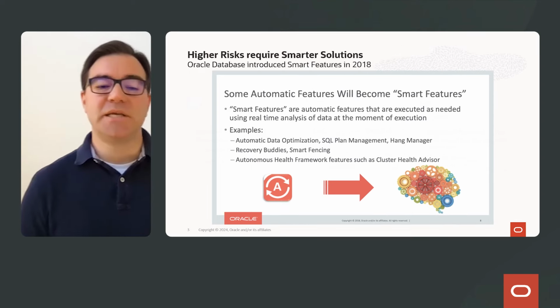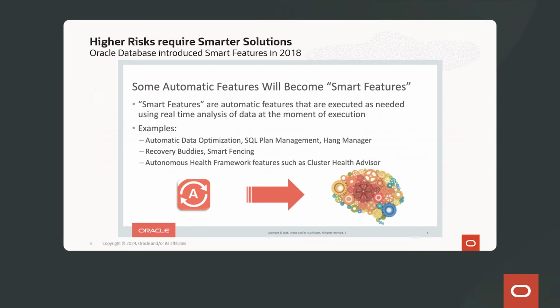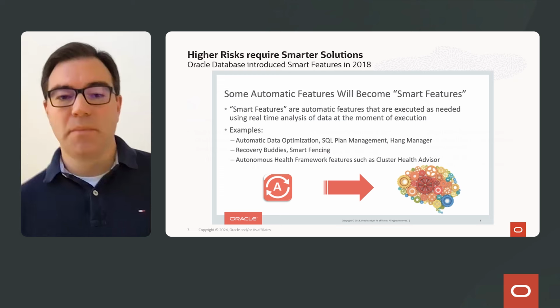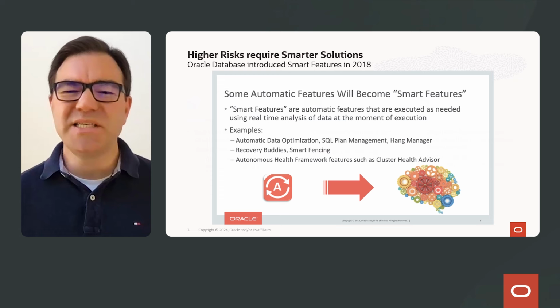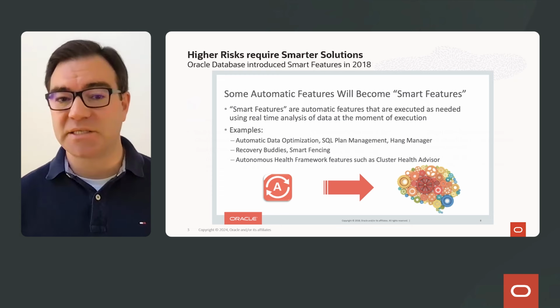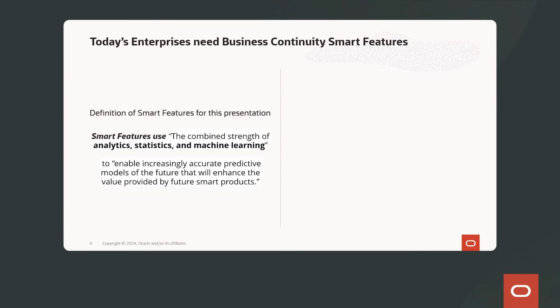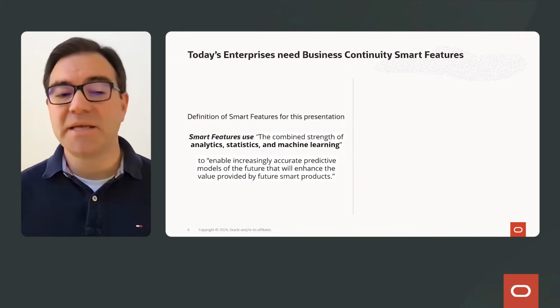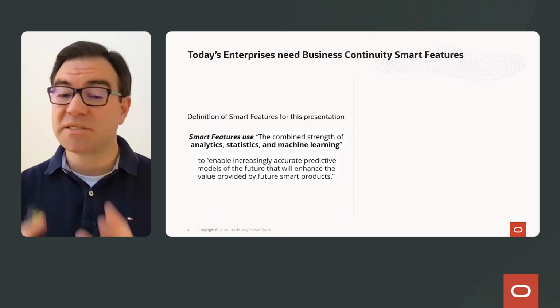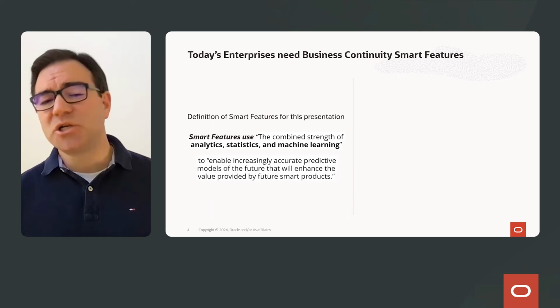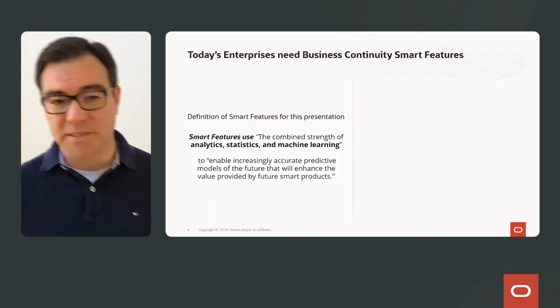Now, in 2018, I introduced smart features as automatic features that are executed as needed using real-time analysis of data at the moment of execution. Very little did I know at the time that artificial intelligence, AI, and machine learning, ML, would see such a tremendous development over the next 6 years, which is why today I would use a slightly different definition of smart features for this presentation and perhaps even in general, in that smart features use the combined strengths of analytics, statistics, and machine learning, and will eventually be used to provide future smart products.